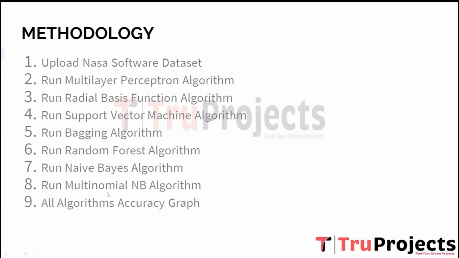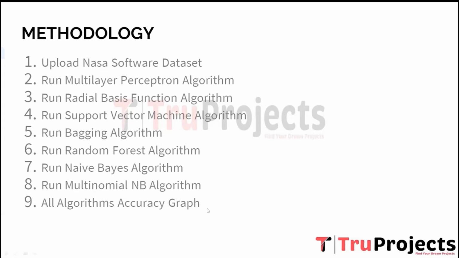Eighth, run the multinomial NB algorithm. So here, multinomial naive Bayes is a variation of the naive Bayes algorithm that's specifically designed for datasets with multiple classes and discrete features. This algorithm can be useful for software defect estimation when dealing with categorical or count-based attributes.